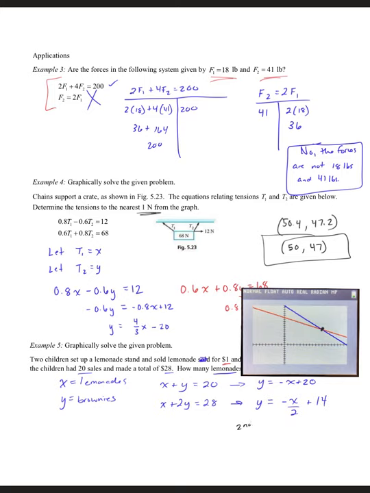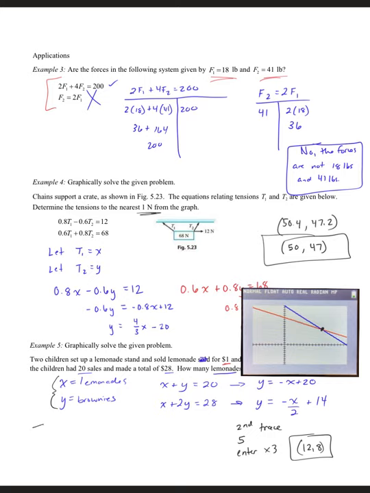So again, we press second, trace, and then option 5 for intersect, and then you're going to press enter 3 times. You can find the intersection point to be 12, 8. If you answer it as an ordered pair, that works, but you want to make sure that you at least define your variables correctly, because x represents the lemonade. So you want to make sure they are in the correct order here.